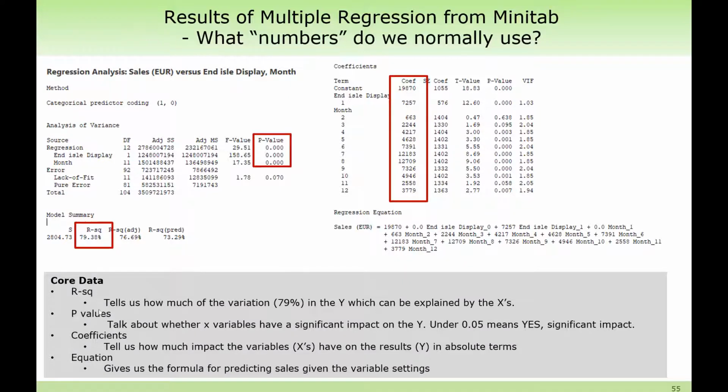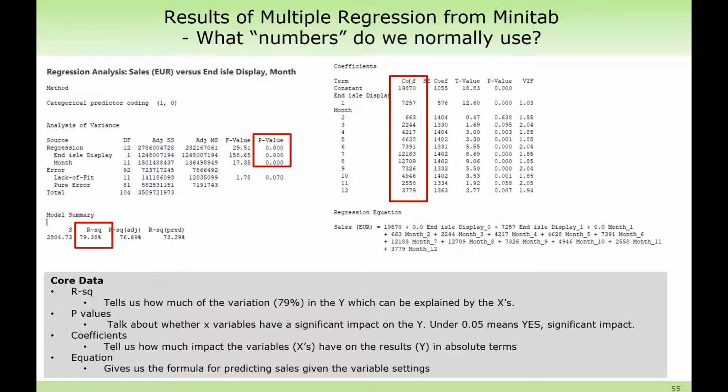The second thing we look at is the p-value in order to determine if the effect of the different variables is significant or not. In this case, the p-values are under 0.05, which means they're significant. So all of these effects are significant.